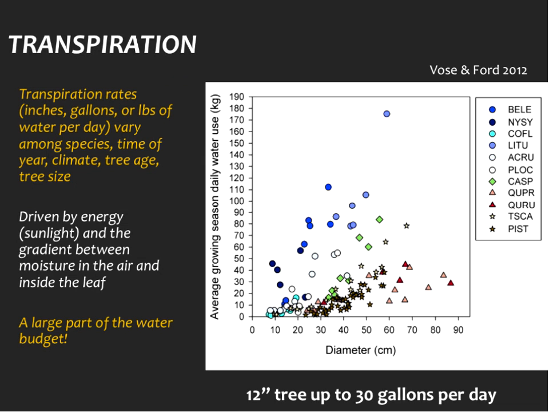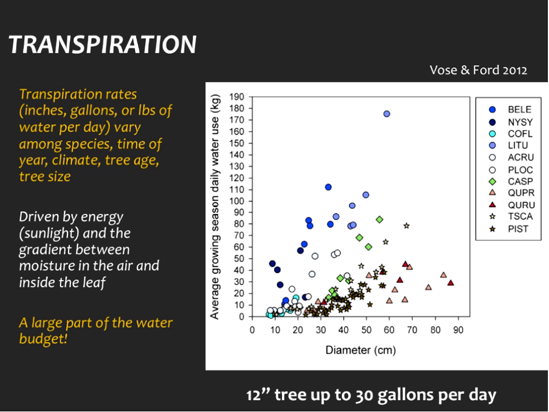Another large component of the water budget is transpiration. So we talked about interception. Water drips down through the forest canopy and stems, infiltrates into the soil. Now, some of that water, in some cases a large amount of that water, is going to be used by the trees. Transpiration rates can be a very large part of the water budget, sometimes up to 80%, in some environments 100% of the water budget. So this is a big part of the water budget, which can be manipulated either intentionally or unintentionally by management choices. The rates vary among species, time of year, climate, and tree age. And this is driven by energy and the gradient between the moisture in the air and the inside of the leaf through the stomata.